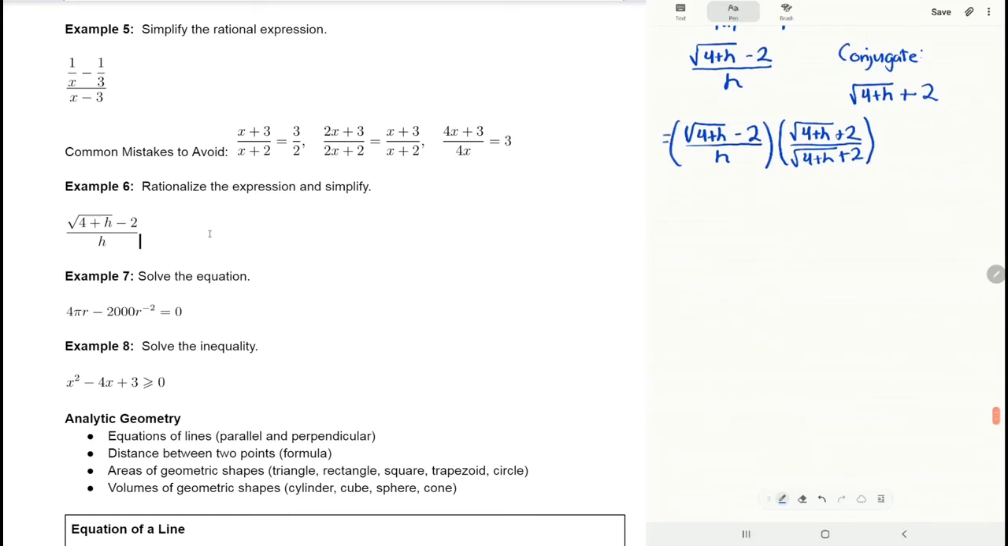So now let's expand the numerator. So we are foiling. So we have the square root of 4 plus h times the square root of 4 plus h. The square roots will cancel, leaving us with a 4 plus h. And then we have the square root of 4 plus h times a positive 2. That gives us plus 2 times the root of 4 plus h. Then the middle two terms, we have negative 2 times the square root of 4 plus h. And the last two terms, we have negative 4. That's all over h times the square root of 4 plus h plus 2.